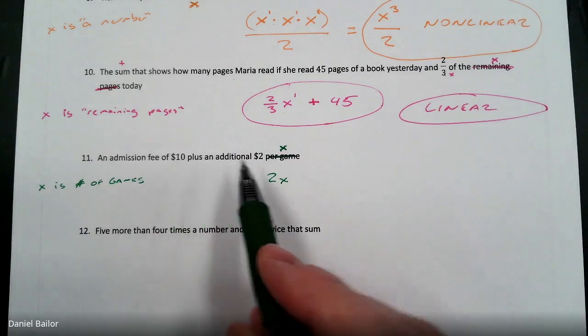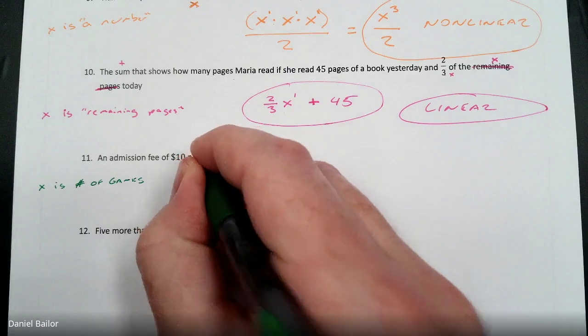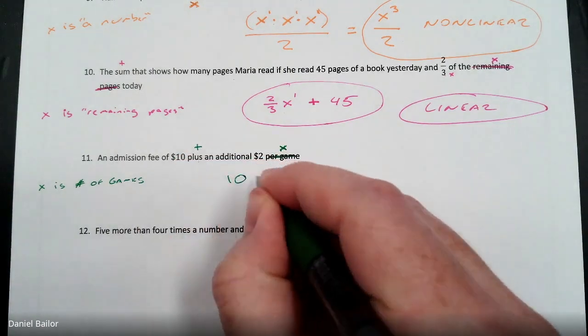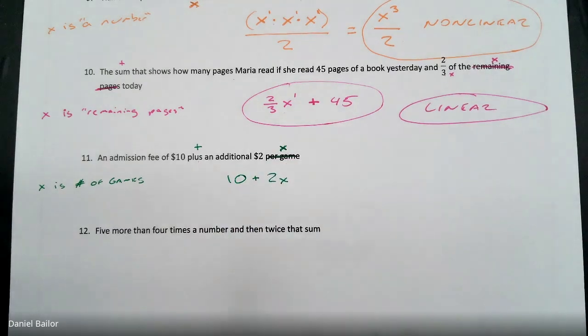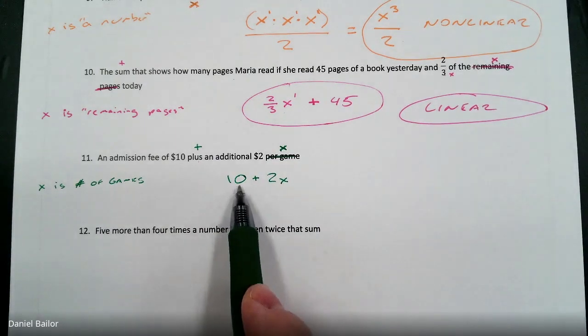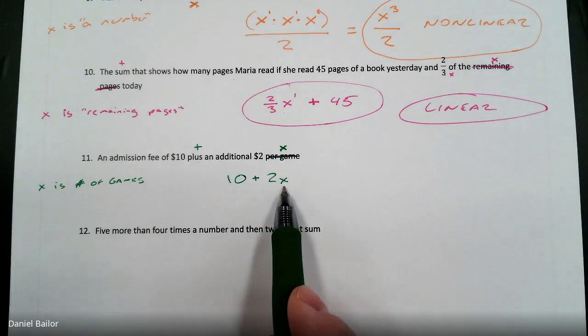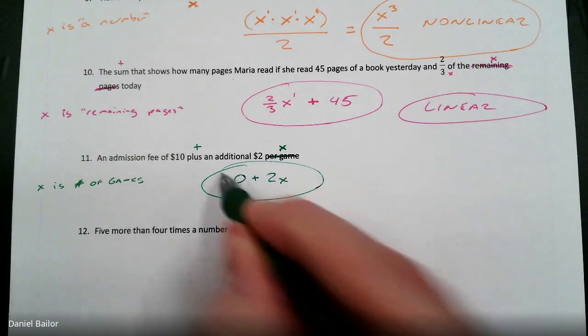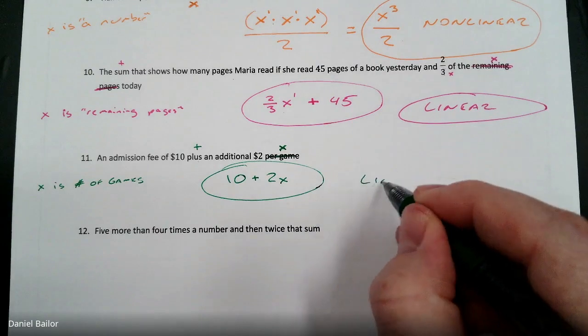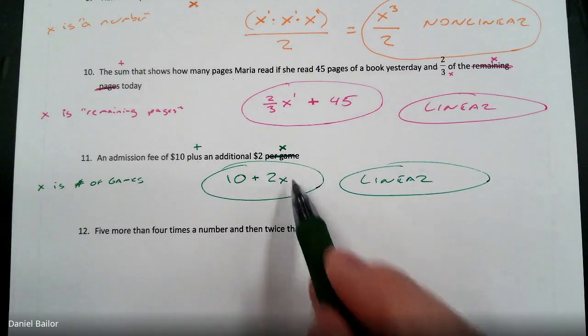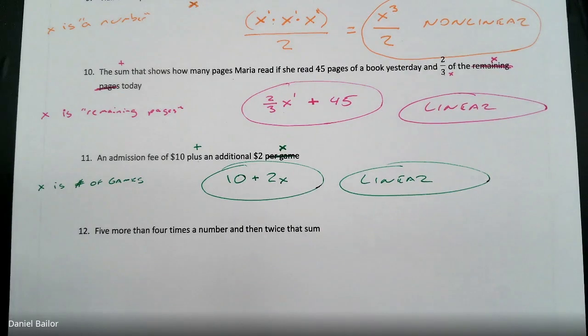So it's the admission fee plus the 2x. So it's the $10 plus the 2x. $10 to get in plus $2 for every game you play. That's our expression, and this is linear because the exponent is a 1. Even if we can't see the 1, we know it's there.